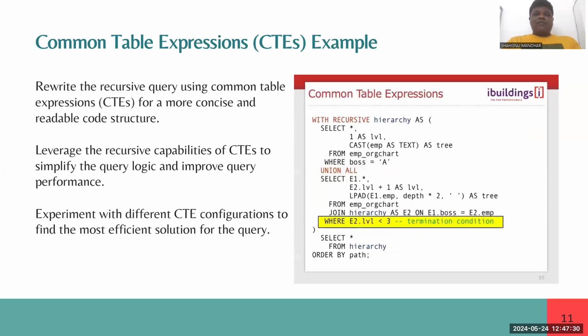So here's an example of what I just told you about, common table expressions, CTEs. Rewrite the recursive query using common table expressions for a more concise and readable code structure. Leverage the recursive capabilities of CTEs to simplify the query logic and improve query performance. Experiment with different CTE configurations to find the most efficient solution for the query. So this is basically an example picture of how common table expressions work.